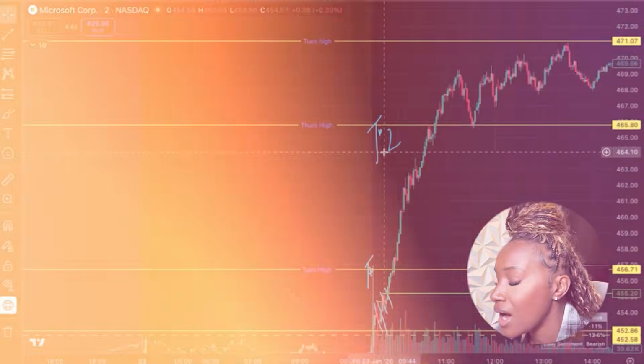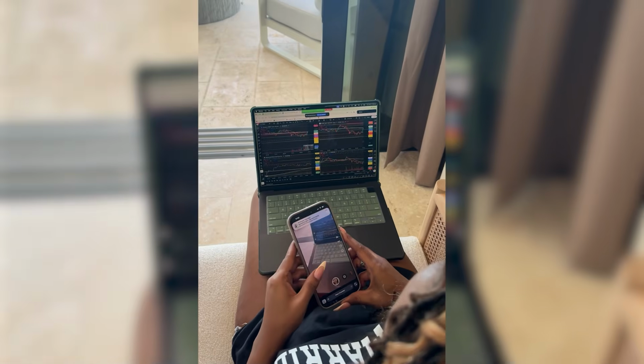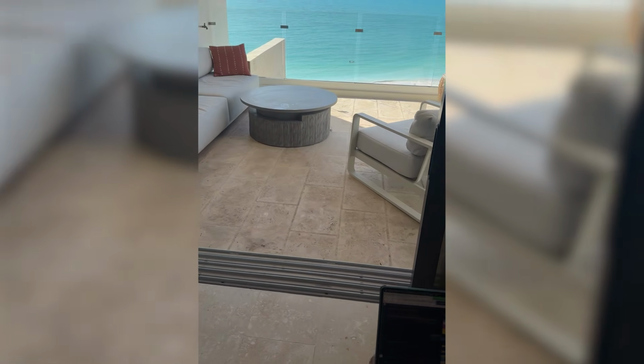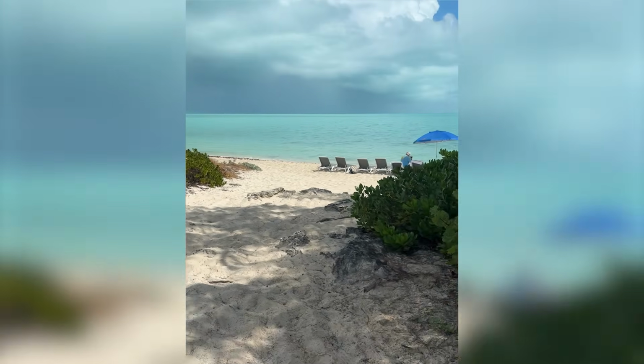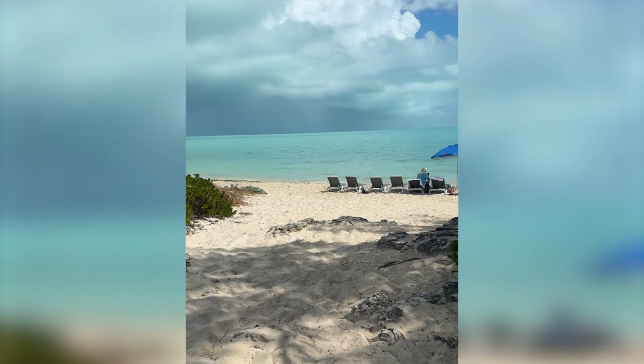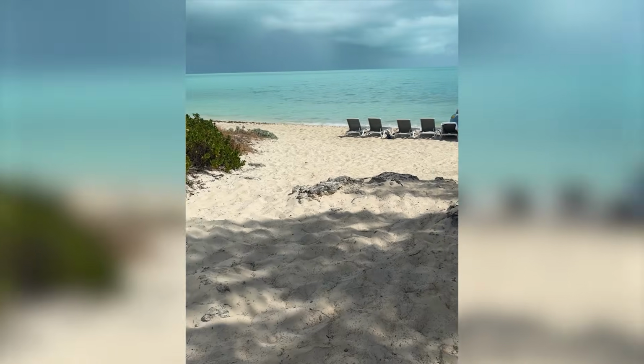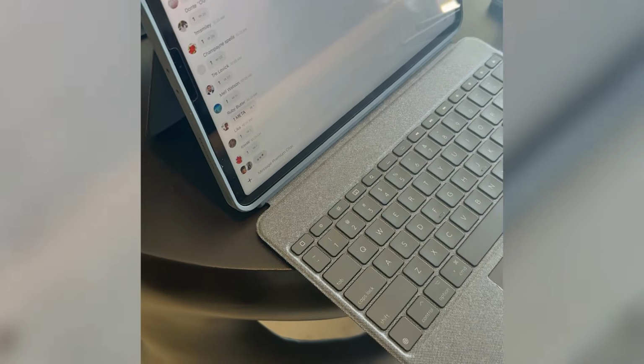How cool was it to be able to take this trade with my hotel Wi-Fi, looking at the Caribbean Ocean in Turks and Caicos. I can remember it. I can hear the waves crashing outside. And the best part about this, y'all, not only were we on vacation with my husband celebrating our anniversary, but I was able to take this with our friends live online.